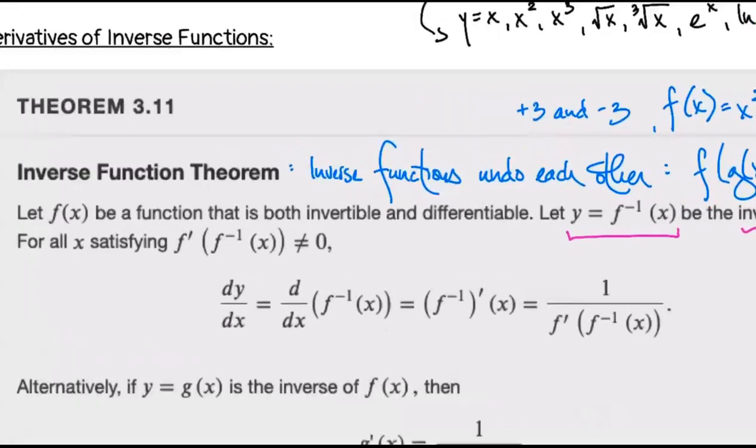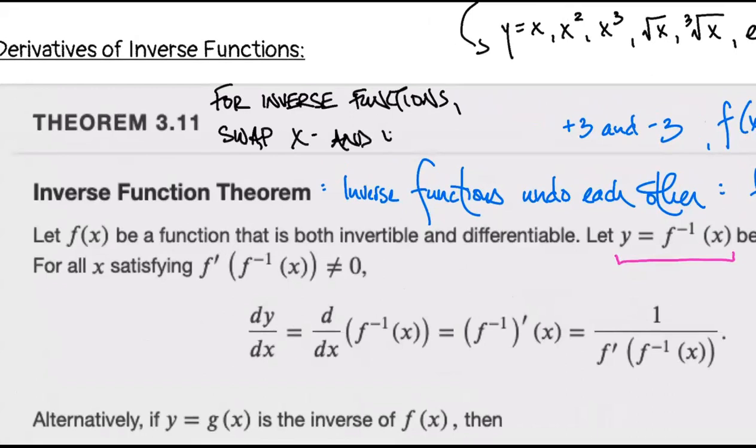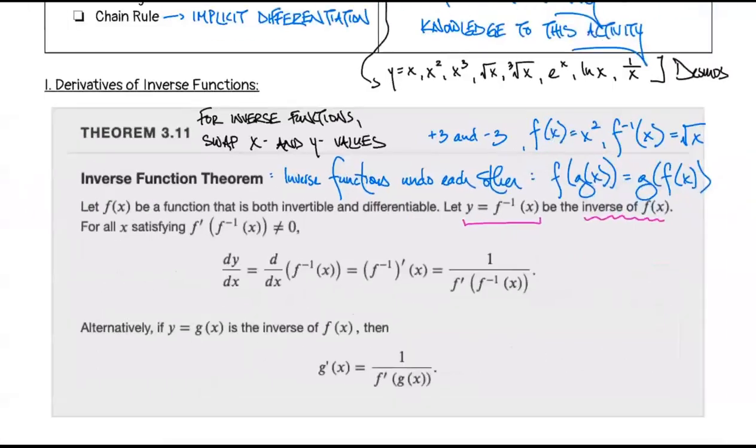So one thing to keep in mind is that for inverse functions, you swap X and Y values. Okay, you swap X and Y values. Now, I bet if you had done a quick Google search about what are inverse functions, that you would have seen something about switching or swapping X and Y values, or maybe some of these examples over here.